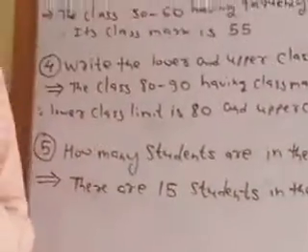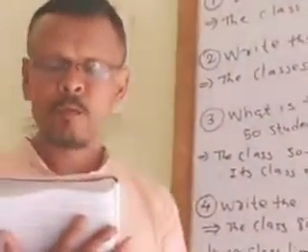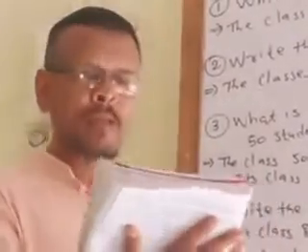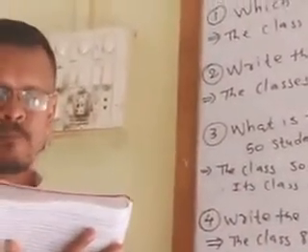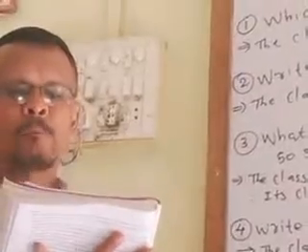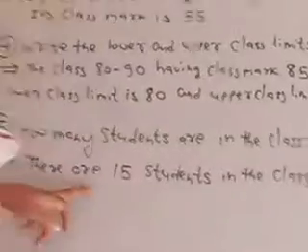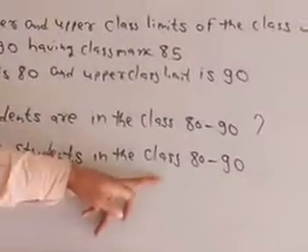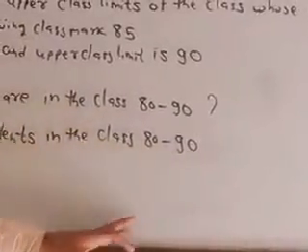Last, the fifth question: how many students are in the class 80 to 90? See that 80 to 90. How many students are there? 15. So there are 15 students in the class 80 to 90.